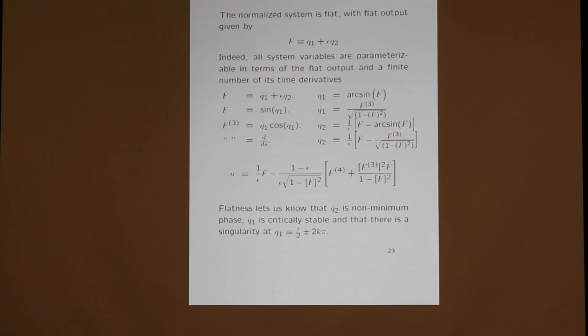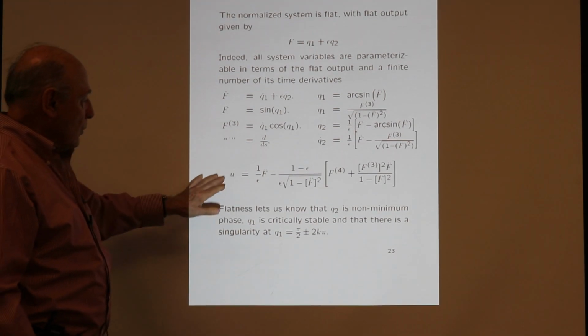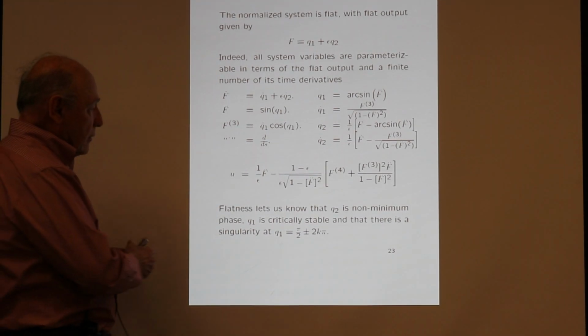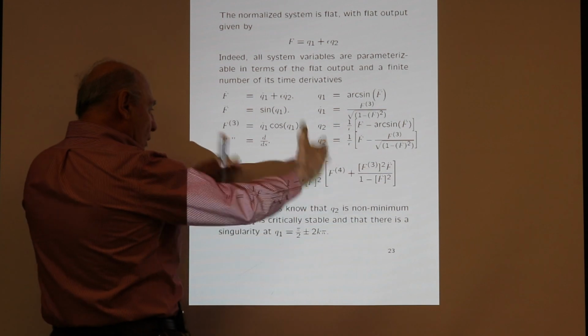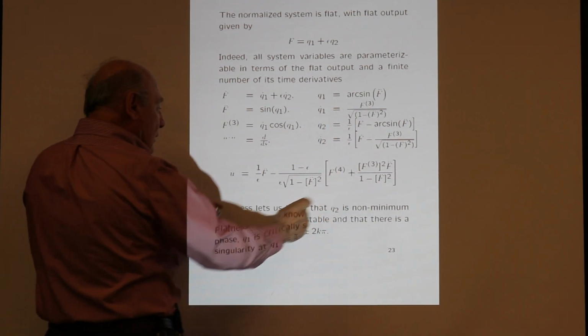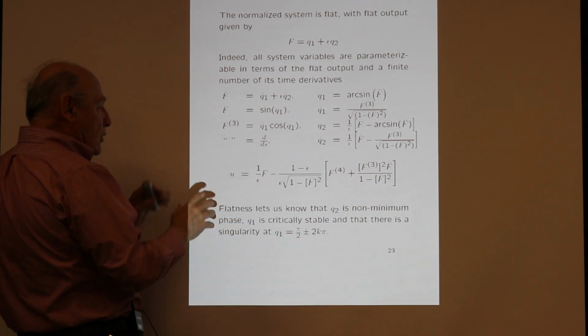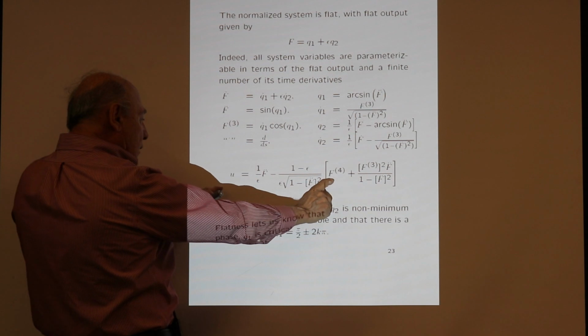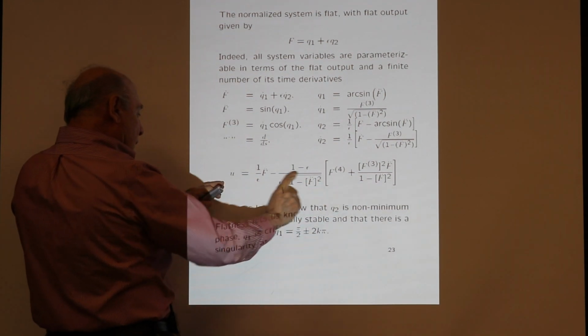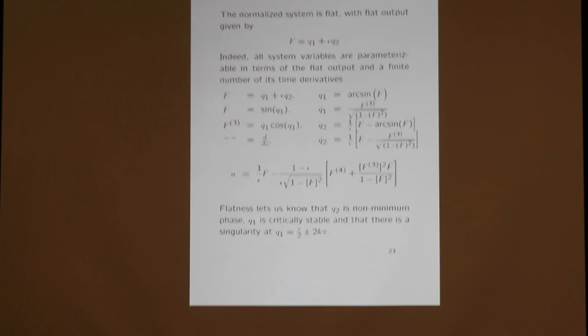So the fourth derivative of the flat output will give you the relation with the control, and it's a hell of a nonlinear relation. It has all the nonlinearities there, and the relation between U and F4 tells you that, behind all this algebraic garbage, you will have a direct relation between the fourth order derivative of F and U. And that's what makes the system linear and controllable and nice to work with.